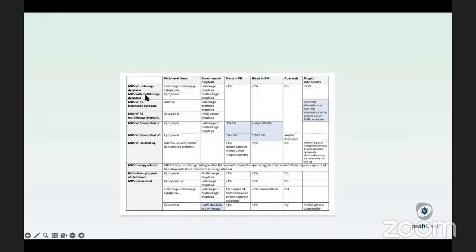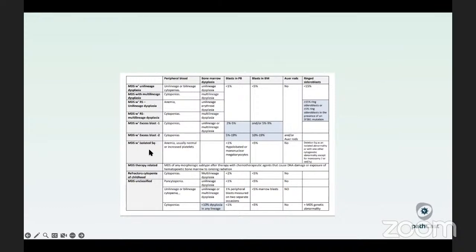And also it can be multilineage dysplasia with or without ring sideroblasts. And then myelodysplastic syndrome with excess blasts 1. Here, the cutoff is 2 to 5% in the peripheral blood and/or 5 to 9% in the bone marrow. EB2 is 5 to 19% in the peripheral blood and 10 to 19% in the bone marrow, plus or minus Auer rods, which we can see only in EB2. These are the subtypes of MDS.